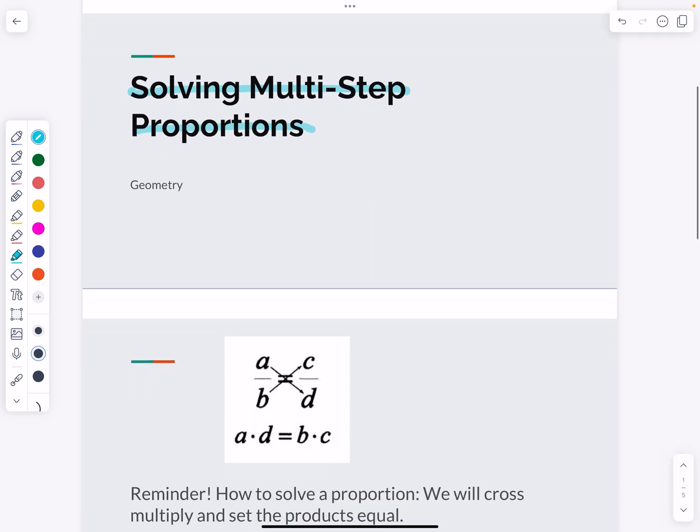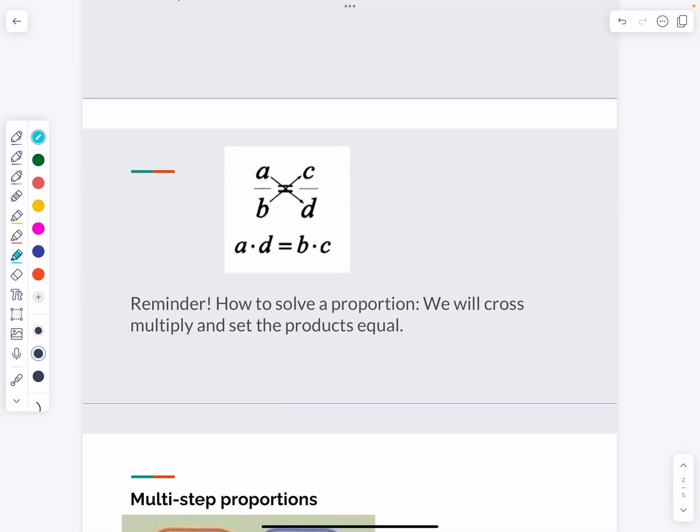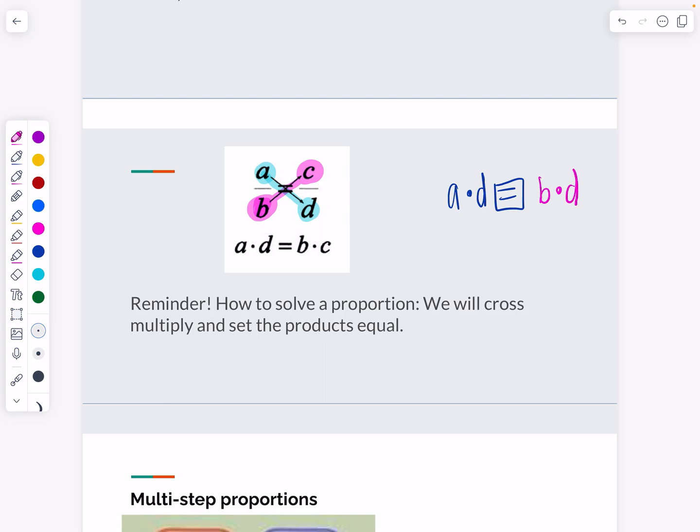So just as a reminder, how do we solve a proportion? Remember, a proportion states that two ratios are equal to each other. So to solve a proportion, we will cross multiply, and then we will set those products equal. So we know that A times D is going to be equal to the product of B times C. So you're multiplying those pieces, and you're setting those cross products equal to each other. A times D is equal to B times C.